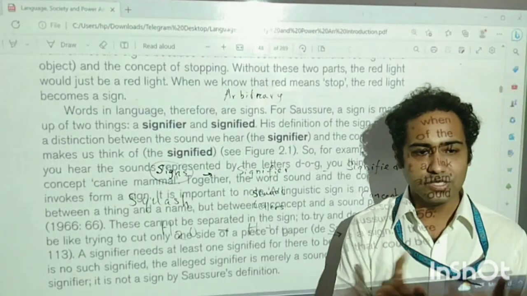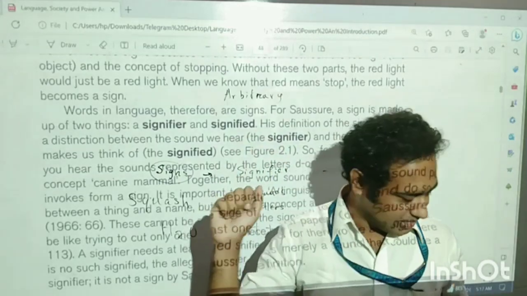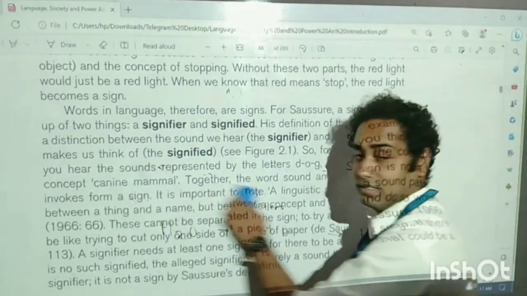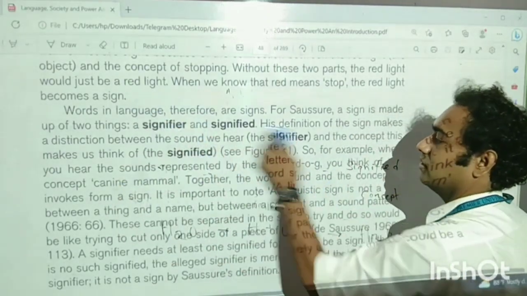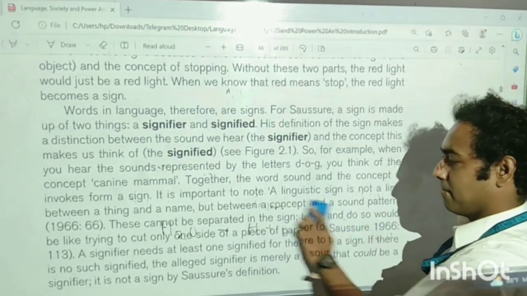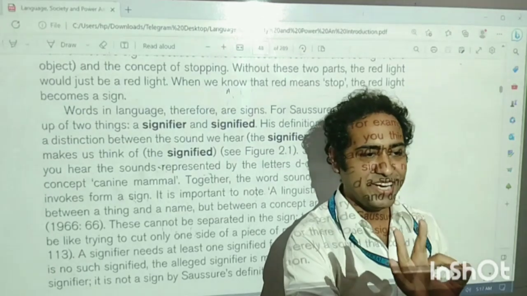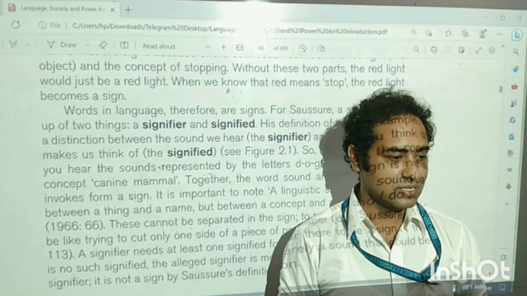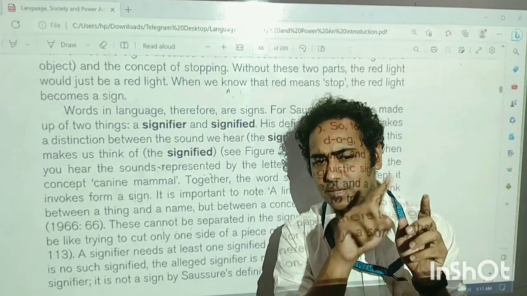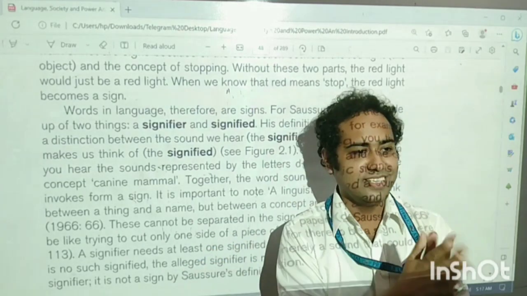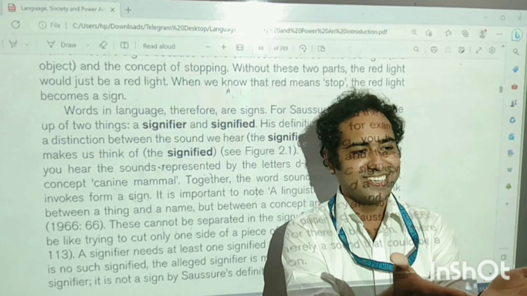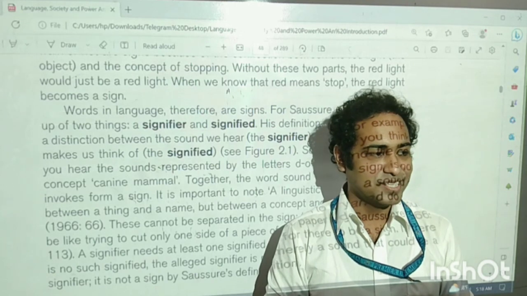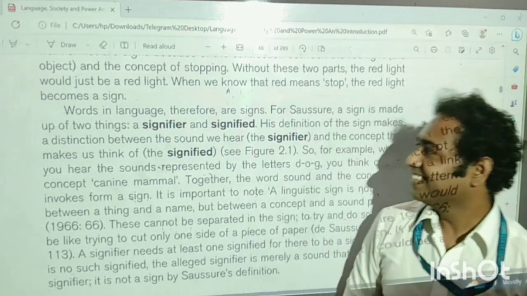I'd like to request one of the students to go ahead. Can you please read a few lines from here? Words in language, therefore, are signs. So, what is a sign? The first formula is that words in language are signs. If you go to Egypt, you'll find some letters, pictures. Can you read them? No. But some people are experts in it. They understand what it means. So these are signs. Then please continue.